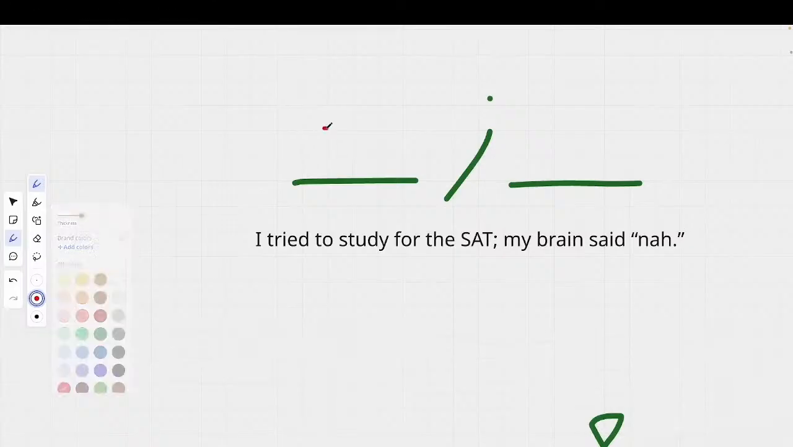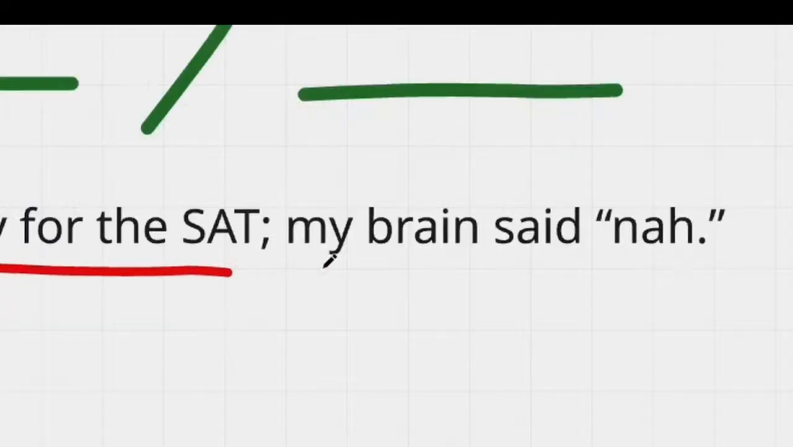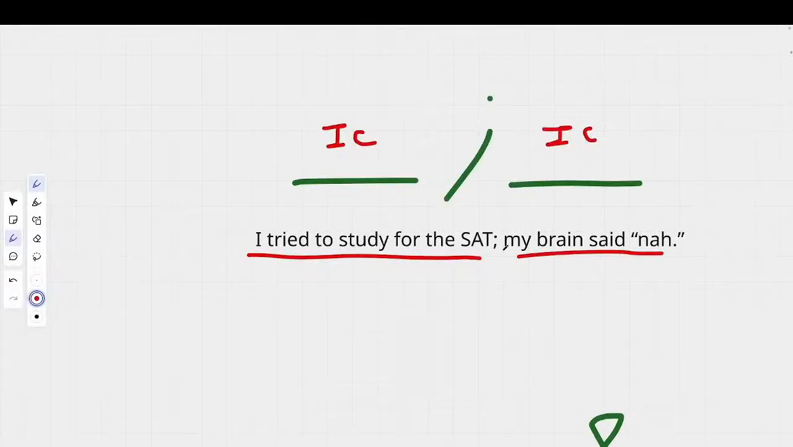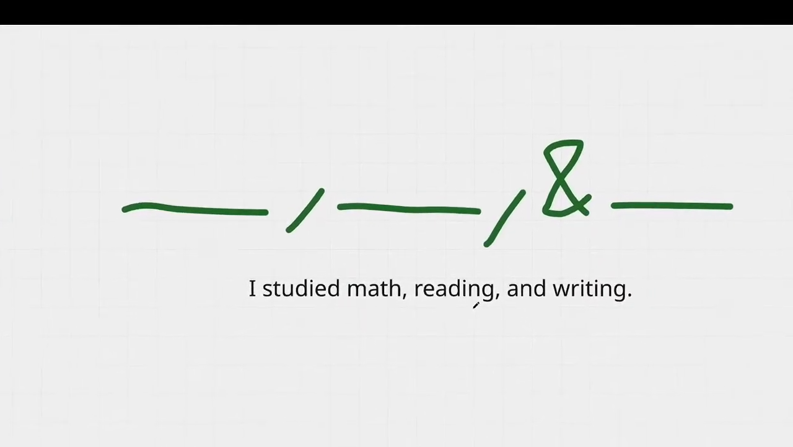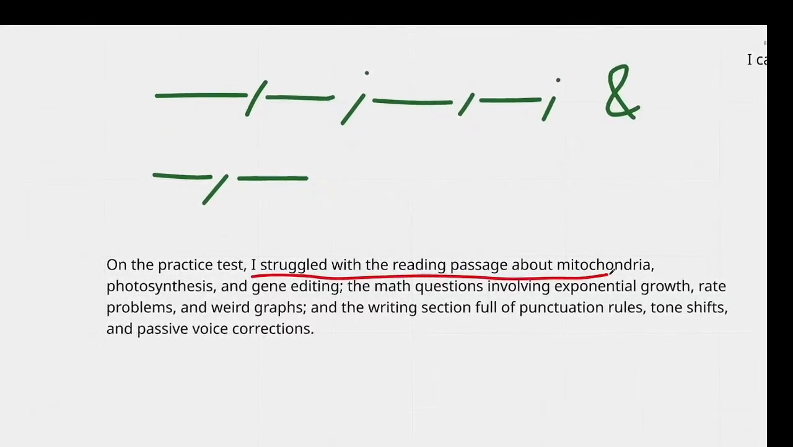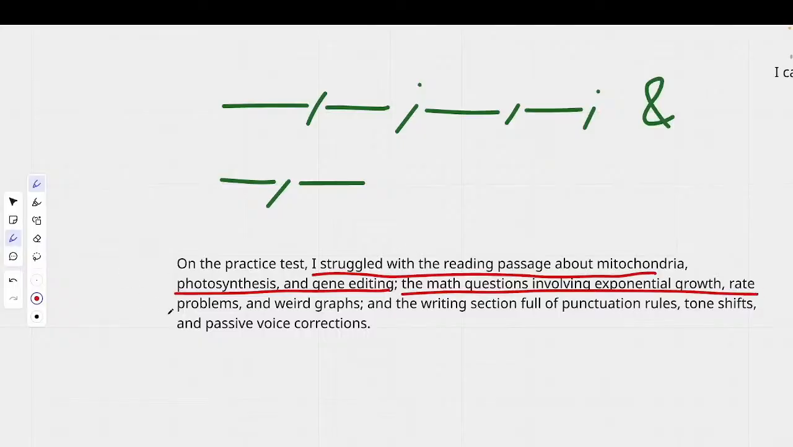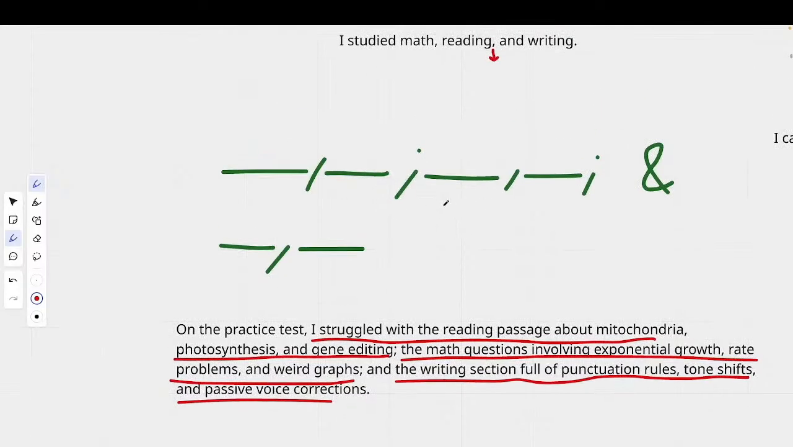Semicolons. They separate two independent clauses. What are independent clauses? They're clauses that can exist fully on their own. I tried to study for the SAT, my brain said no. Both of these sentences can exist perfectly fine on their own. You can also use commas for lists. I say math, reading, and writing. You can also have this thing called compound lists. Say you say, I struggled with the passage about mitochondria, photosynthesis, and gene editing; the math and questions involving exponential growth, rate problems, and weird graphs; and the writing section full of punctuation rules, tone shifts, and passive voice contractions. There are 3 things in each of those elements of the list, and so instead you have to use semicolons for the main separations, and then commas for the mini separations, basically.